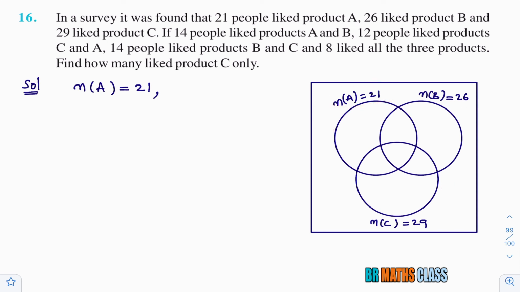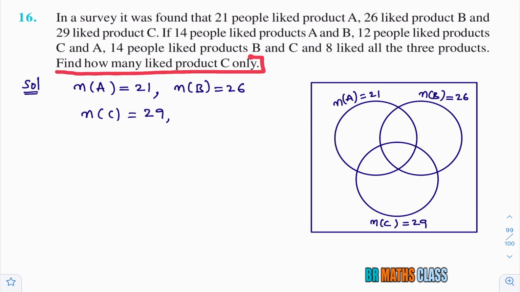Next, 26 liked product B. That means N of B is what? N of B is 26. Okay. What about N of C? 29 liked product C, they have given. So N of C is 29. Okay. Here what they are asking, you try to understand. Find how many liked product C only.